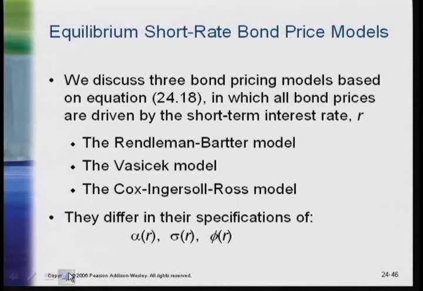And again, a point I made in the last module was that the search for the perfect interest rate pricing model is an ongoing search. These models differ in their specifications of the parameters of the short rate process, those being the drift coefficient alpha of r, or A of r, the coefficient of dz being the sigma term, and also the Sharpe ratio function, phi of r.